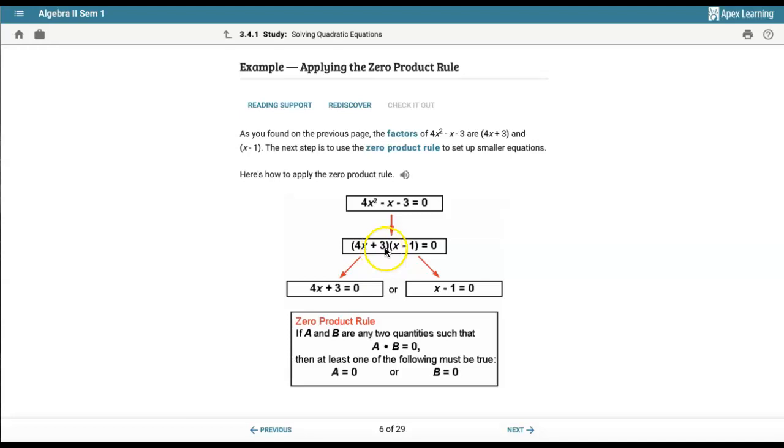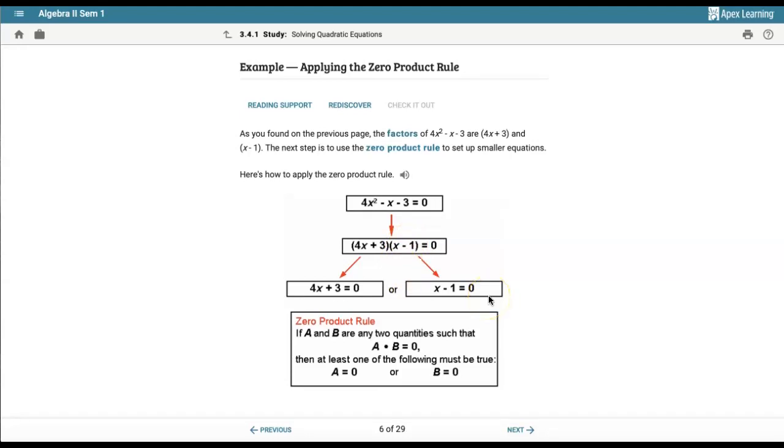Then what we do is set each factor equal to 0. So 4x plus 3 is equal to 0 and x minus 1 is equal to 0. Because if this whole quantity is 0, then it doesn't matter what the other quantity is. When we multiply something by 0, it gives you 0.